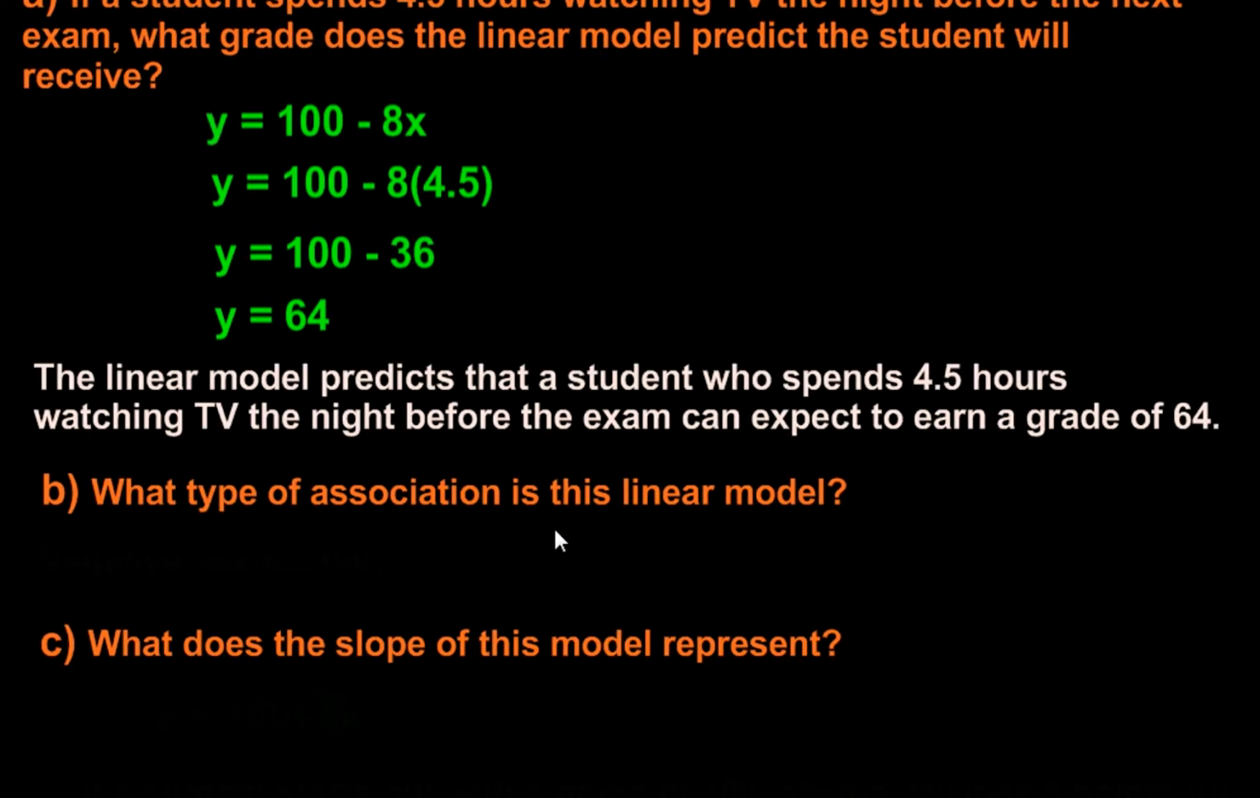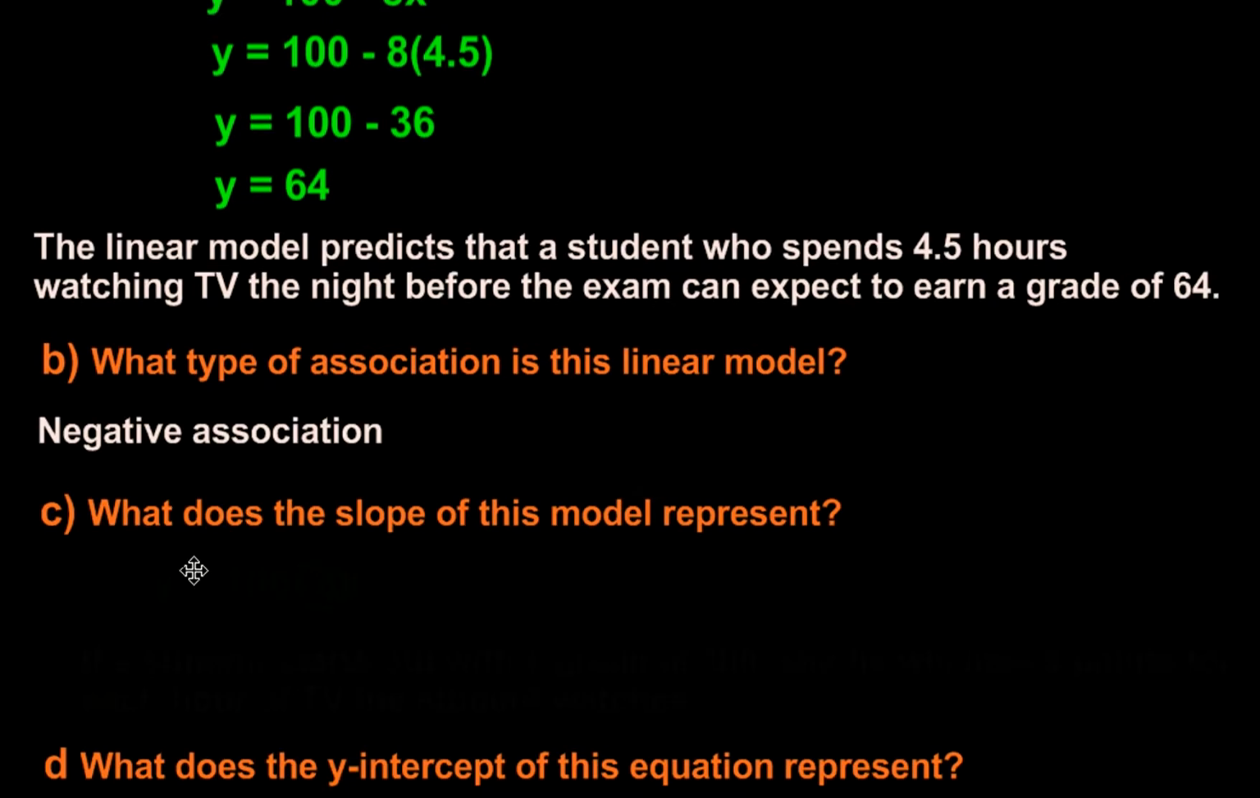What type of association is this linear model? Well, x is increasing, as the number of hours of TV is increasing, the score is decreasing. When x is increasing and y is decreasing, that's a negative association.